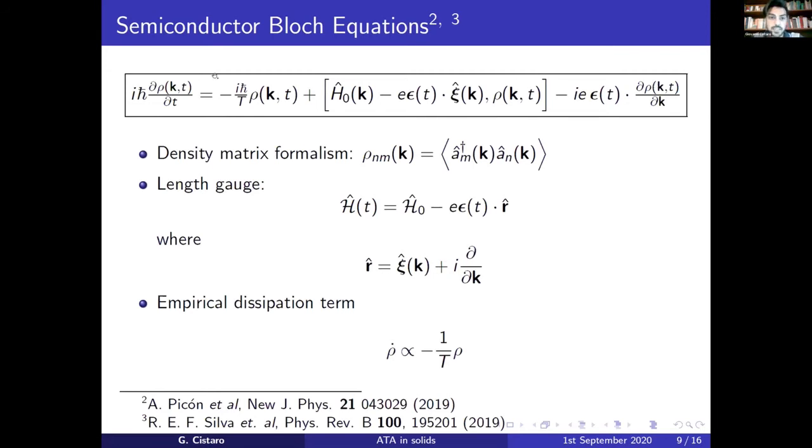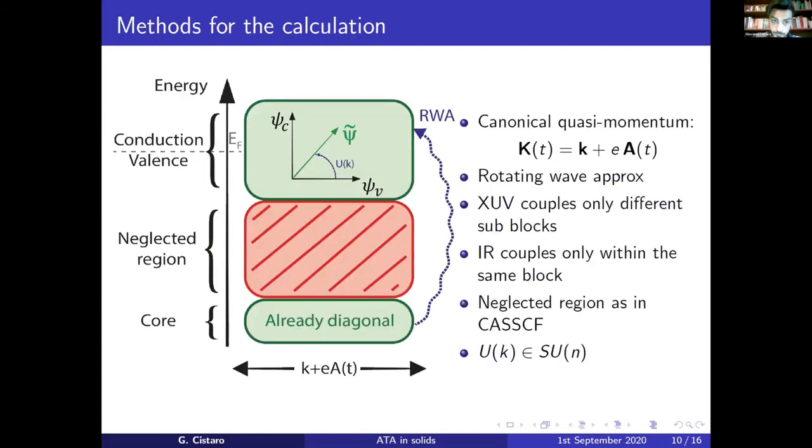Last, we add another term, the one in this equation. We say that the derivative with respect to time of the density matrix is proportional to the density matrix itself. This is because we need an empirical dissipation term, since we are not considering a lot of dissipating effects in our system.